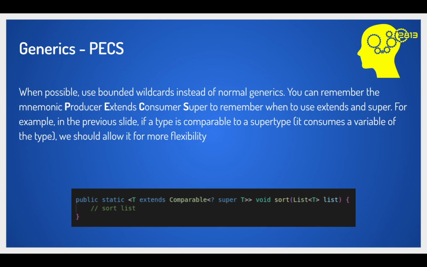When you have some type that produces values, then you should put extends. When we have a list of T, that list is producing T, so we put extends. And then Comparable consumes some T and says, hey, is it greater or lower? And since it consumes a value, we put super. If you have some type that both consumes and produces the value, then you can't use bounded wildcards. It needs to be exactly that type.